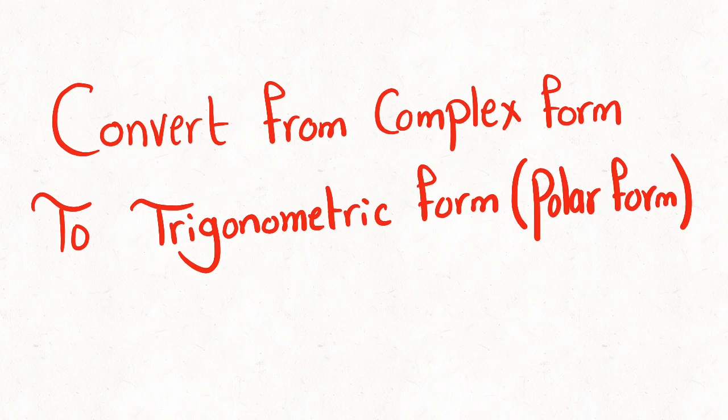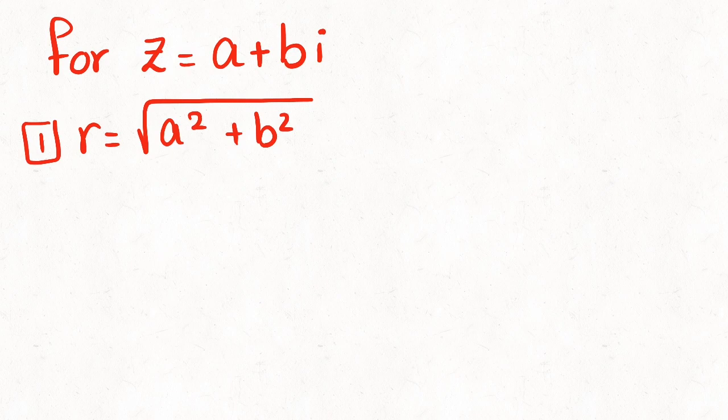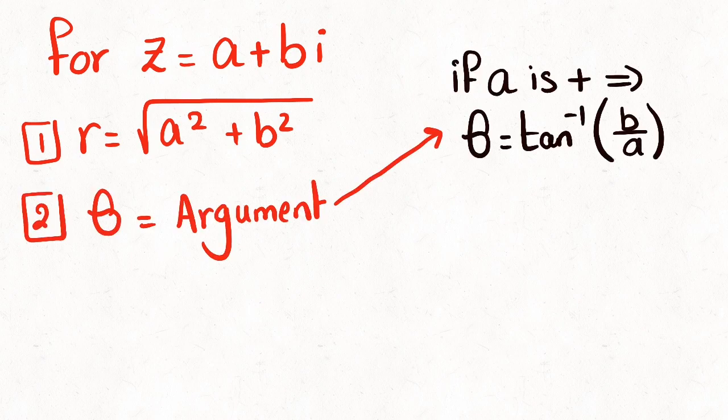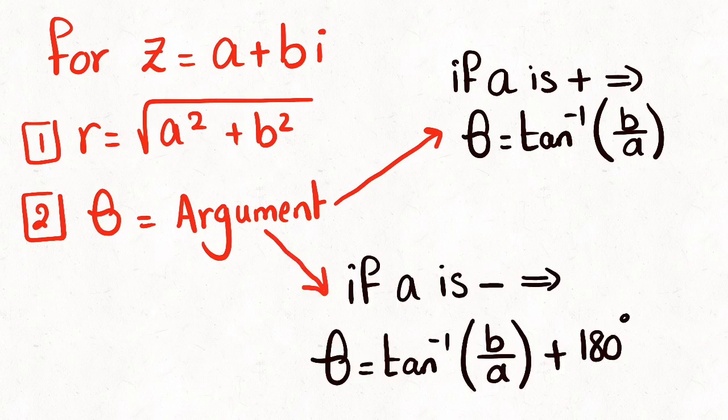In the coming section, we will learn how to convert from complex form or rectangular form into trigonometric form, or what we call the polar form. If you are given z equals a plus bi, you need to find first of all r, which is the square root of a squared plus b squared. Now to find theta, you need to check the sign of a. If a is positive, then theta is tan inverse of b divided by a. If a is negative, then theta equals tan inverse of b divided by a, and then we have to add 180 degrees.